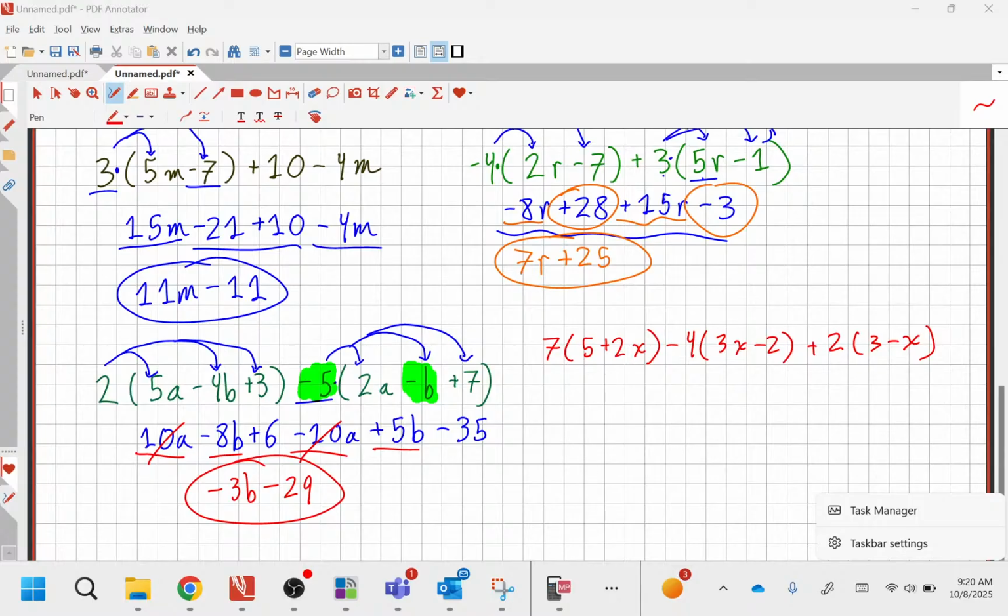Wait, I don't think this is right. 33 minus 8x. I don't. Could be.